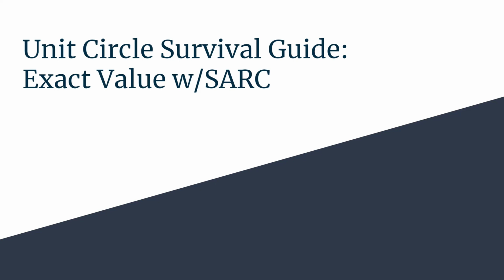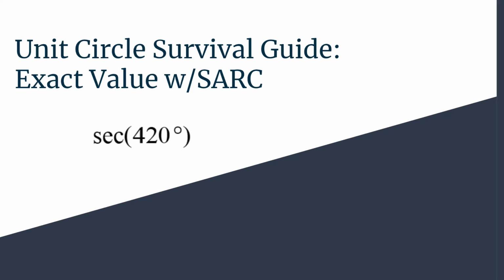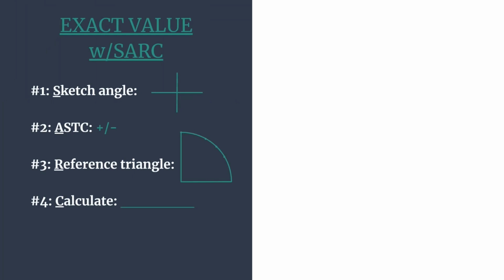In this unit circle survival guide, we'll find the exact value of secant of 420 degrees using the S.A.R.C method. So here's a breakdown of the S.A.R.C method. S.A.R.C is just an acronym so that you remember each step to make sure that you get an accurate answer. And it really helps you keep all your information organized. So let's look quickly at each of the steps.